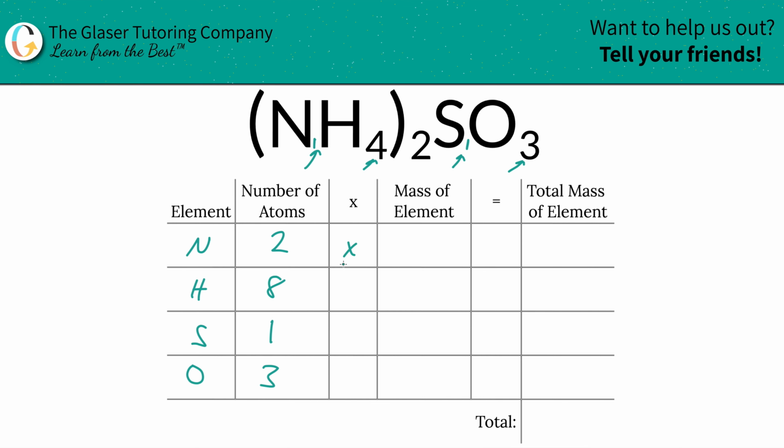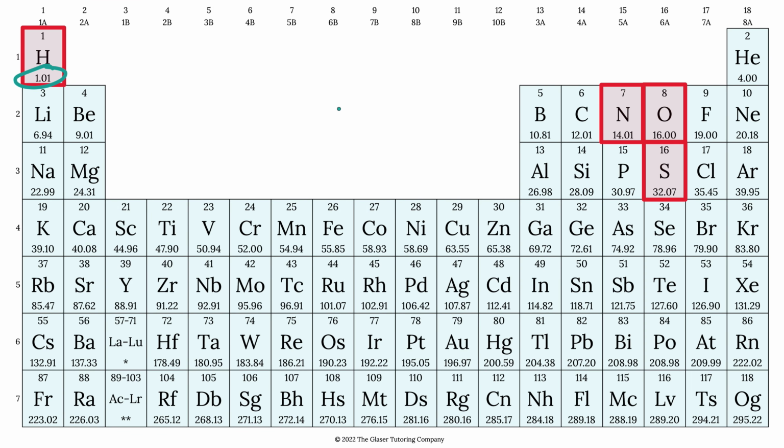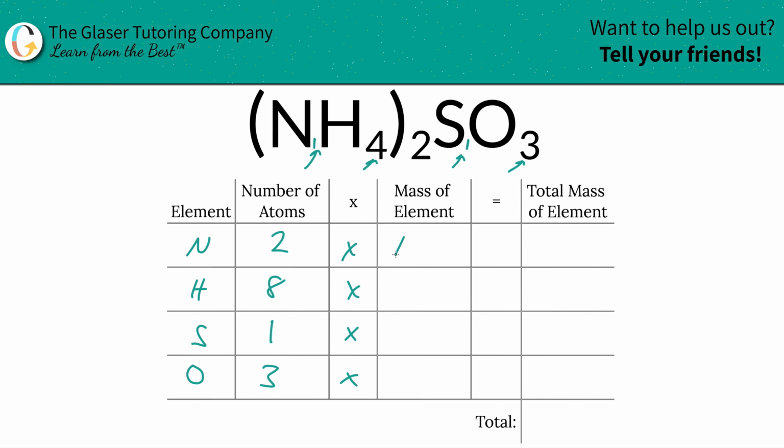And then we're simply going to take those number of atoms and multiply it by the mass of each element from the periodic table. So the masses here are 1.01 for hydrogen, 14.01 for nitrogen, oxygen is 16, and sulfur is going to be 32.07. So that's what we're going to write down: 14.01, 1.01, 32.07, and 16. If you do this long enough, you memorize the numbers. I'm not sure what that does for you in life, but you know.